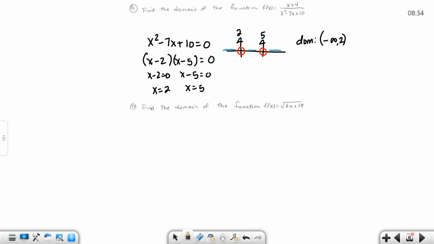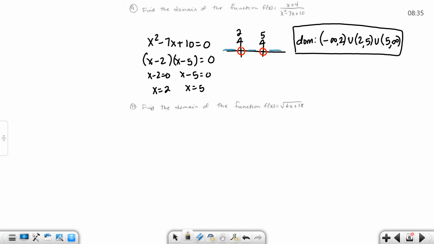So reading that number line from left to right, our domain is made up of all the x's to the left of 2, so negative infinity to 2, and it's made up of all the x's between 2 and 5, so union 2 to 5, and the domain is made up of all the x's to the right of 5, so we represent that with 5 to infinity. Now we have to use parentheses on these. 2 and 5 are the numbers we cannot touch. Parentheses tell us we can get close, but never touch them.